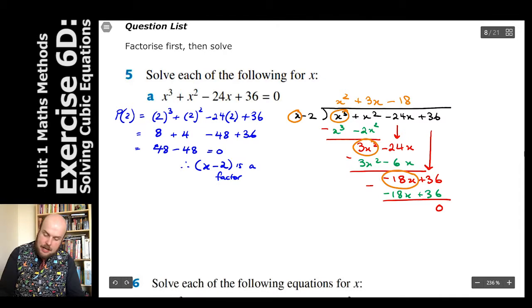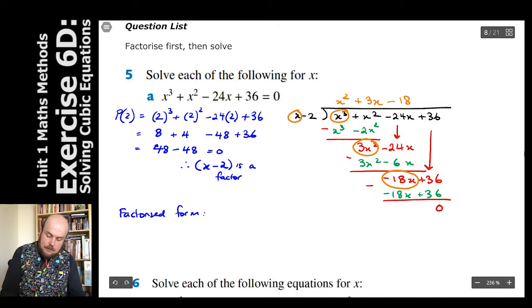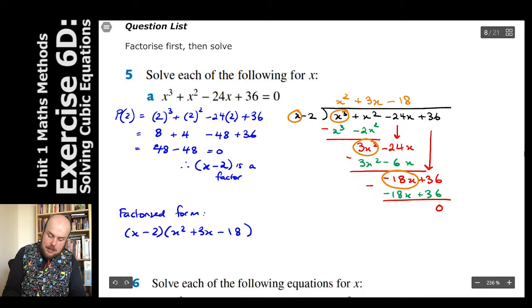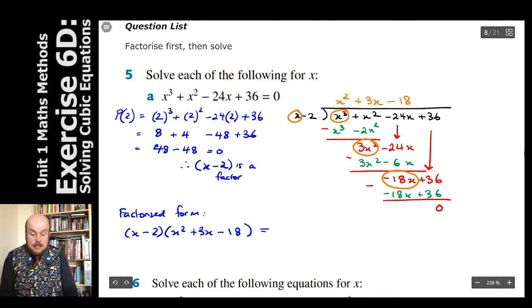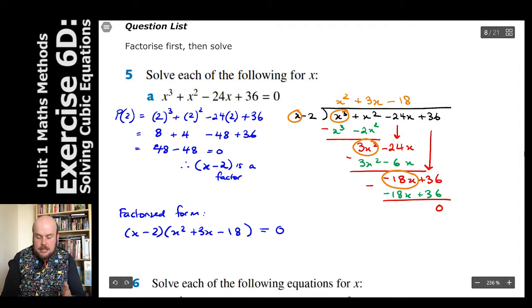So the factorized form so far is x minus 2, times x squared plus 3x minus 18, and it's all equal to 0. Now we need to break up that quadratic. Are there two numbers in the world that multiply together to get negative 18 and add together to get positive 3? I dare say there is.